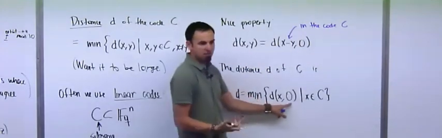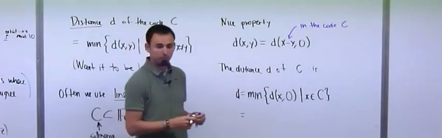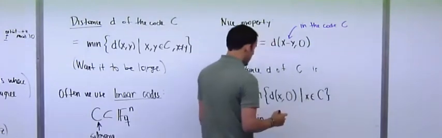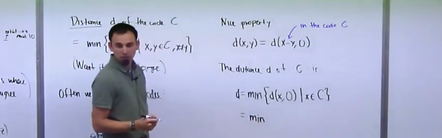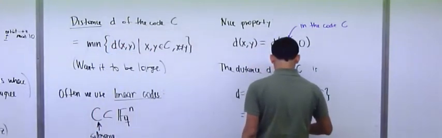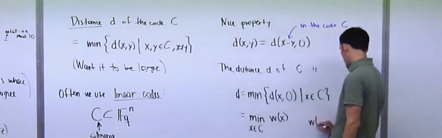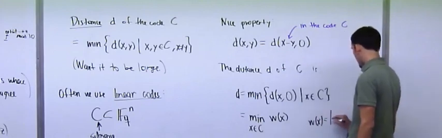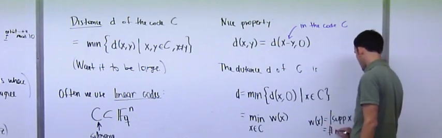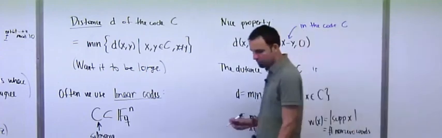Now, what's the distance between x and 0? The distance between x and 0 is just the number of non-zero coordinates. So it's the minimum size of what is called the weight of the word. And the weight of the word is just the number of non-zero coordinates. So the weight of a word is the size of the support. In other words, the number of non-zero coordinates. Okay.